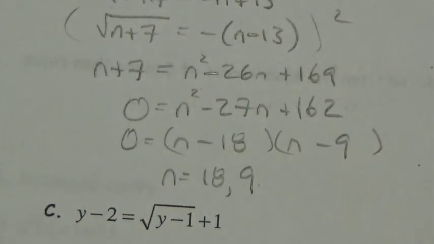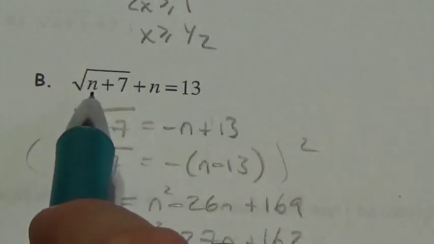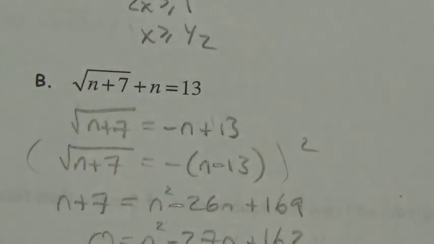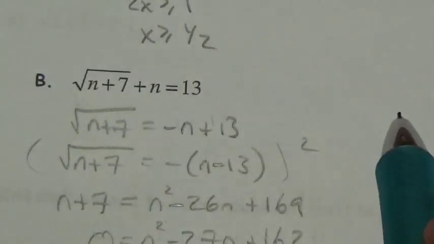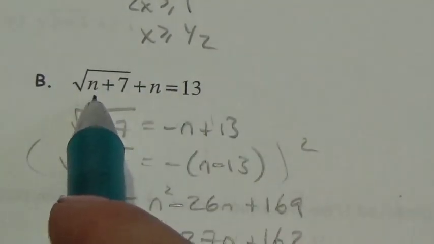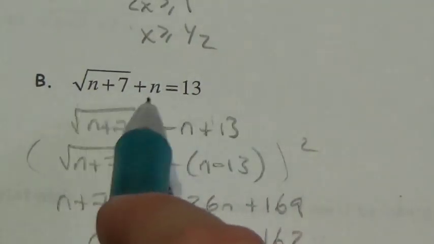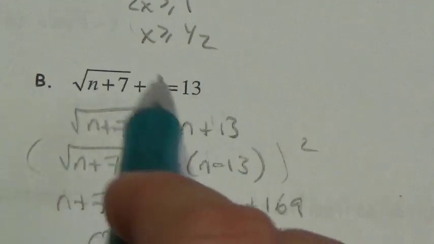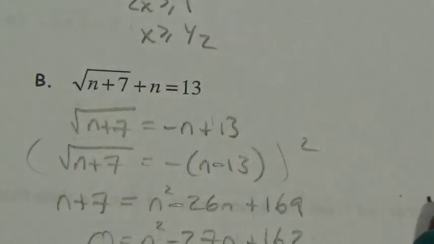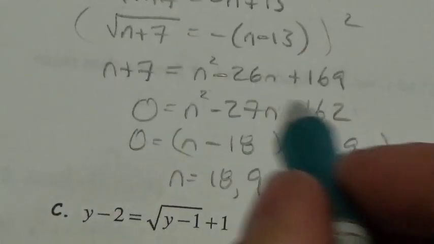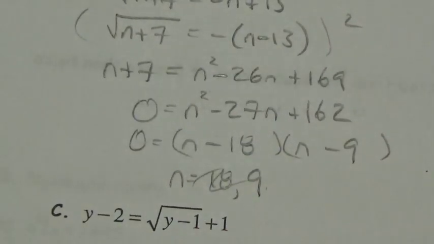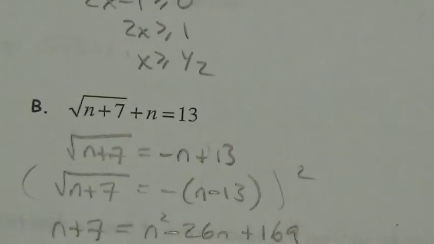Now, I don't know. Do both of those work? I'm not entirely sure. Let's just take a quick look up here. If you take 18 and plug this in, what's 18 plus 7? Think about that. It's 25. Square root of 25 is 5, plus 18 is 23. Because remember, n is supposed to be 18 in this case. If I plug that in, it does not equal the right-hand side. 18 doesn't work. Now let's try the 9.